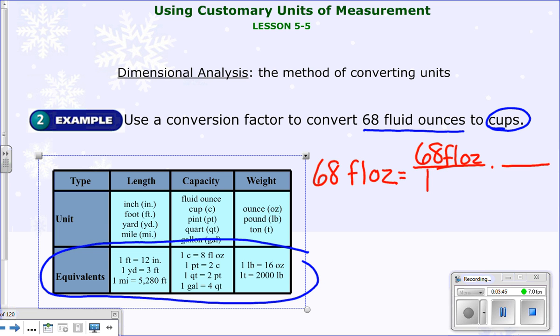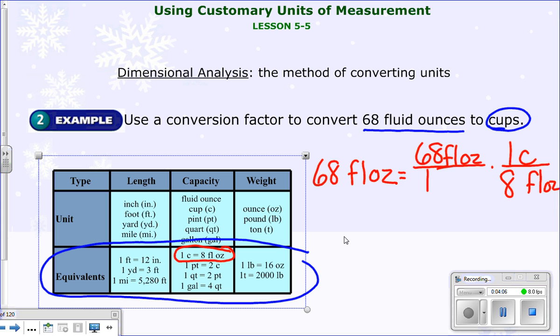Now, we need to find the equivalent to this, something that talks about fluid ounces to cups. Well, we know it's capacity, and here it is. 1 cup is the same as 8 fluid ounces. So that's an equivalent fraction. What we want to do is make it so the fluid ounces is on the bottom. That way those cross out. So we're going to have 1 cup on top and 8 fluid ounces at the bottom.